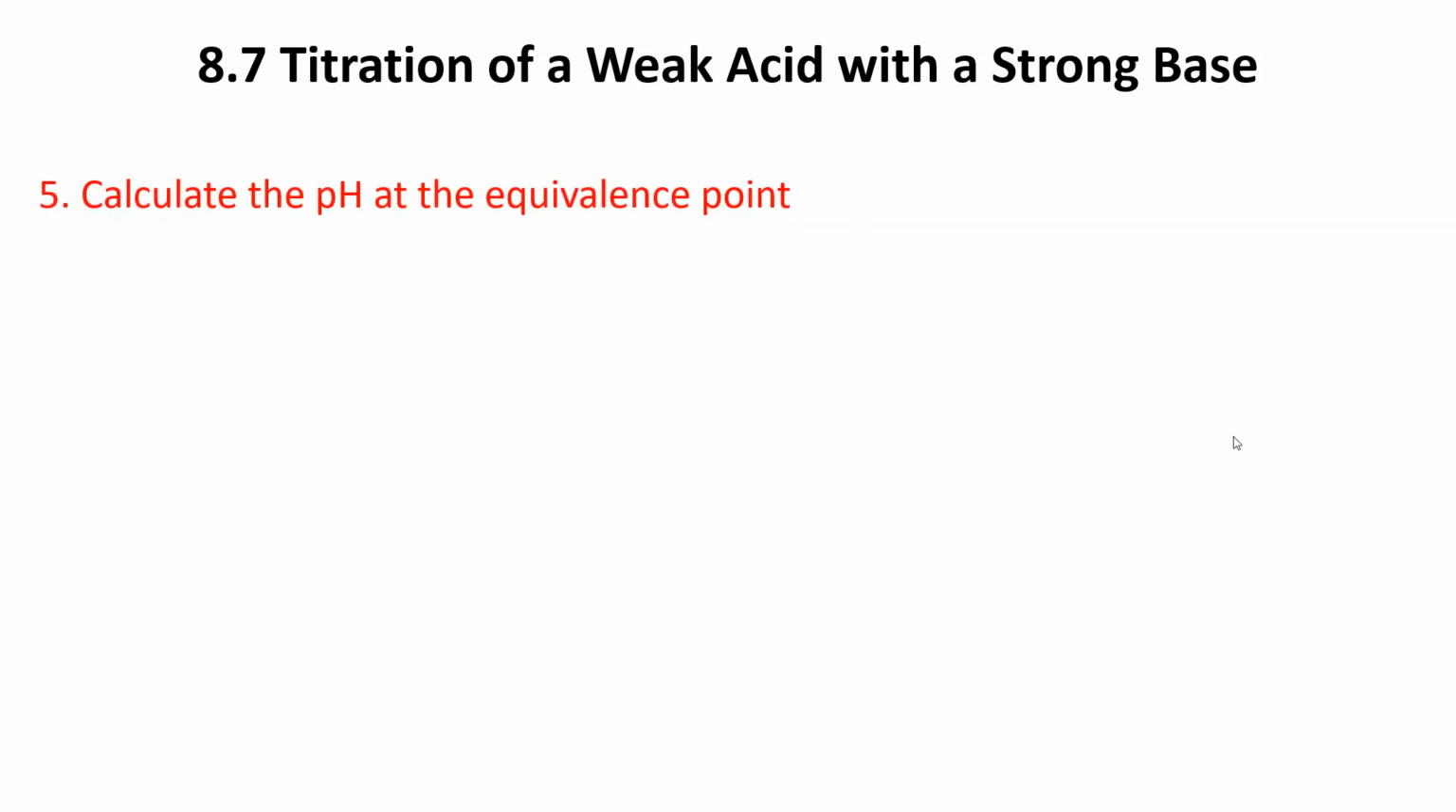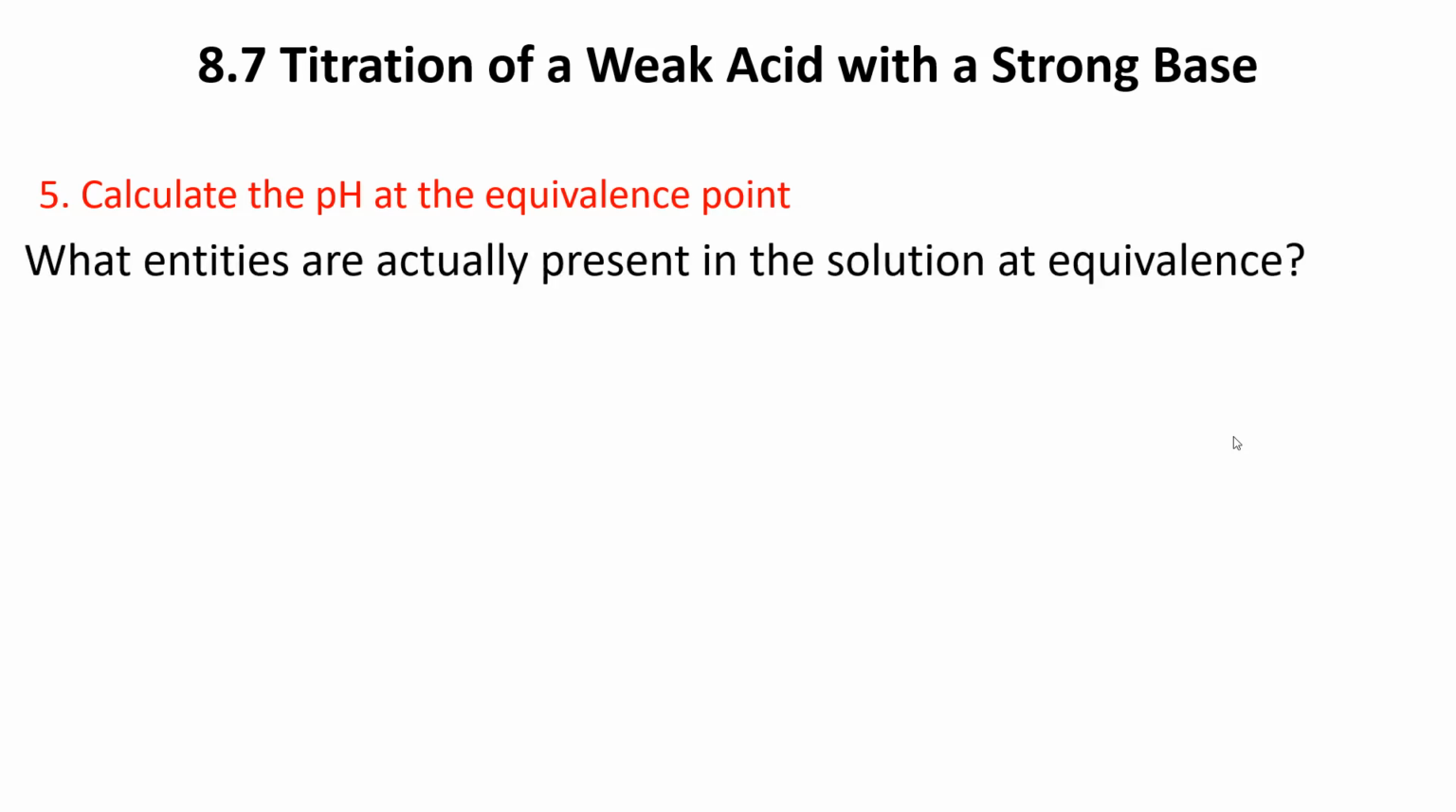Now we're going to jump up to the pH at equivalence. Now keep in mind, we could have figured out the pH after we've added 40 mils of base, 50 mils of base. It would take a while, but it would be doable. But we're going to jump right to the equivalence point here. So we have to firstly discuss what's actually present in the solution at this equivalence point.